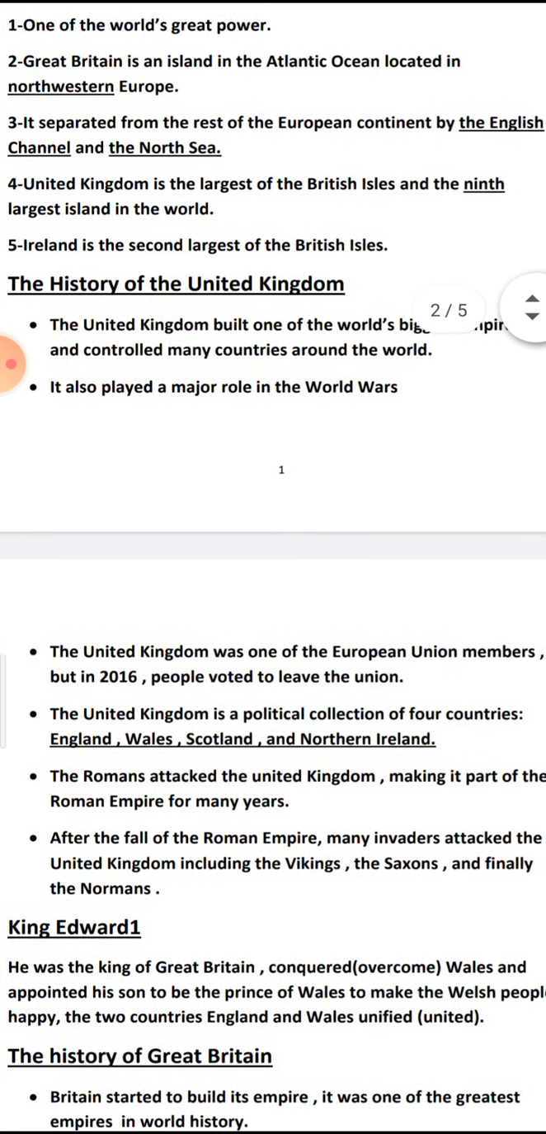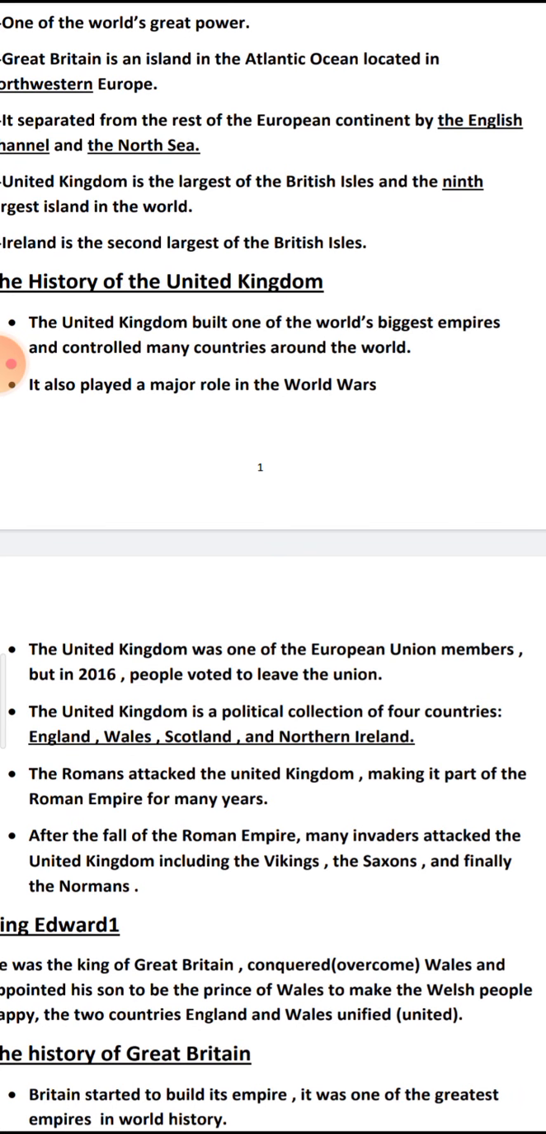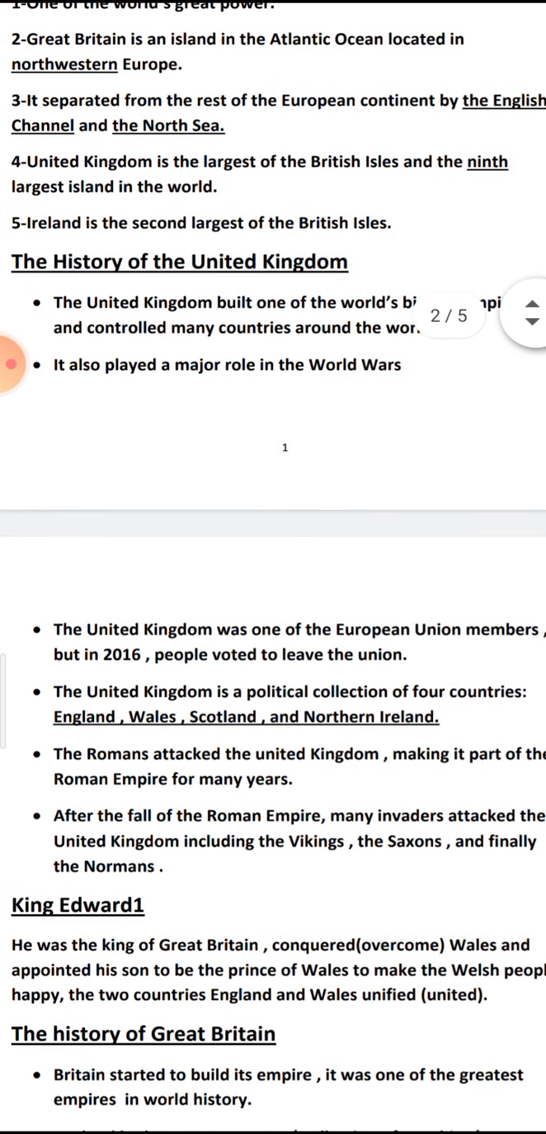Number 4. The United Kingdom is the largest of the British Isles, and the word isles means islands. So the United Kingdom is the largest island of the British Isles, and the 9th largest island in the whole world.